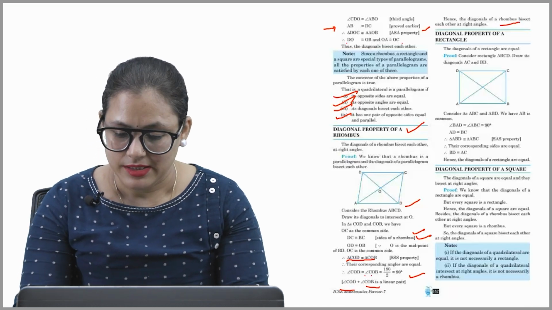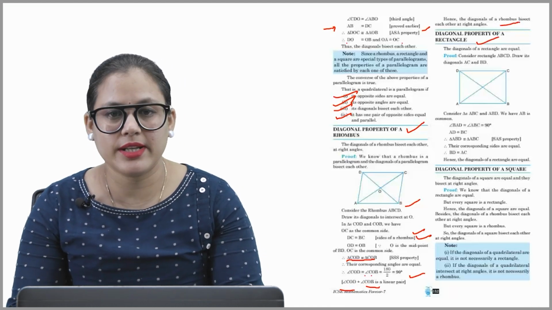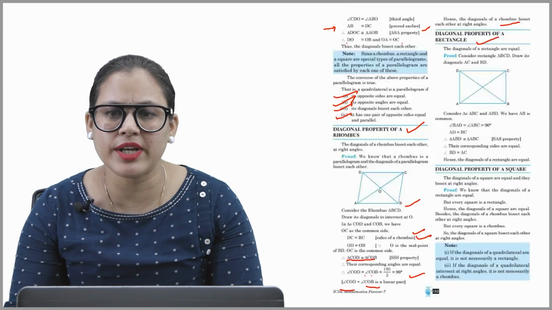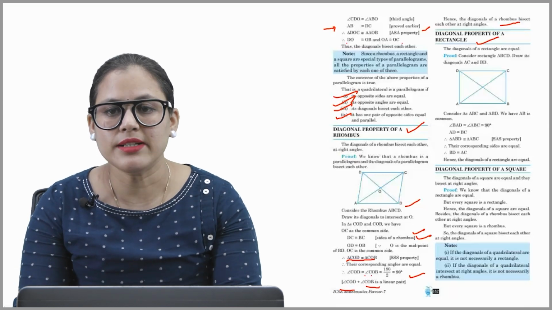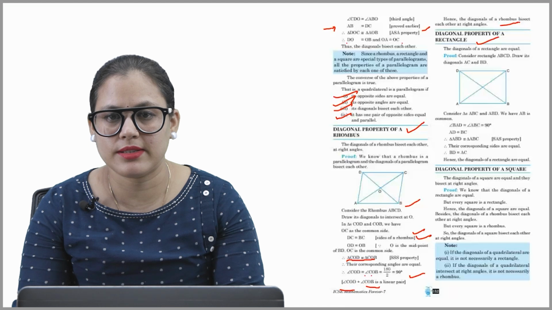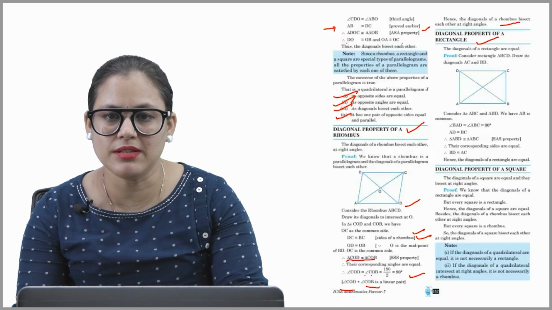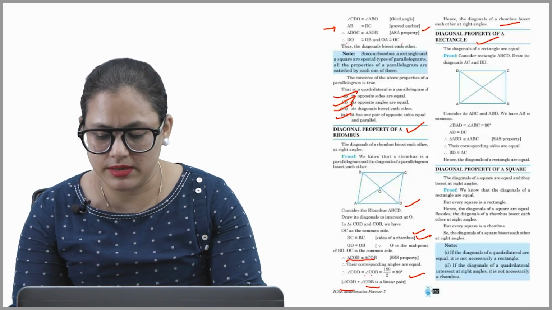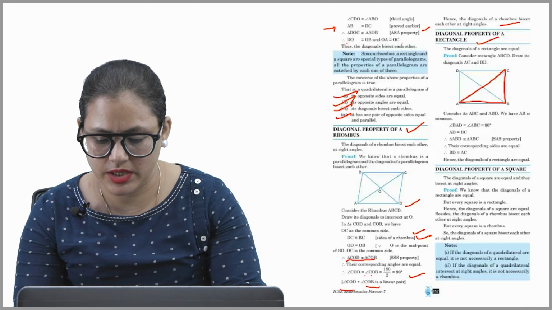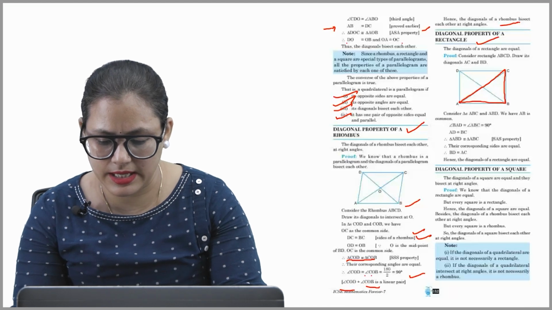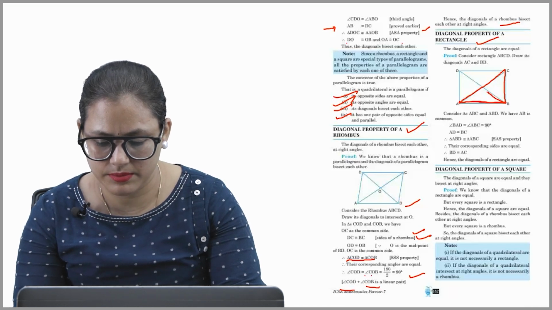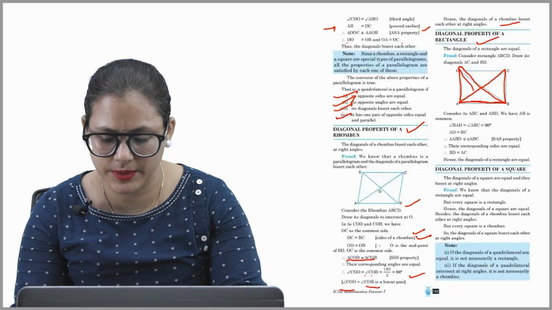Okay. Diagonal property of a rectangle. The diagonals of a rectangle are equal. Proof. Consider rectangle ABCD, draw its diagonals AC and BD. Consider triangle ABC, this one, ABC and ABD, this one. Okay.